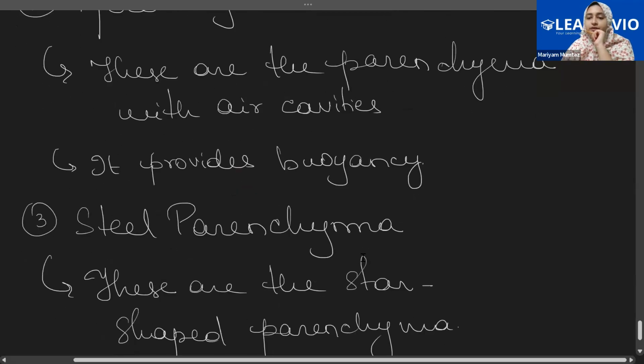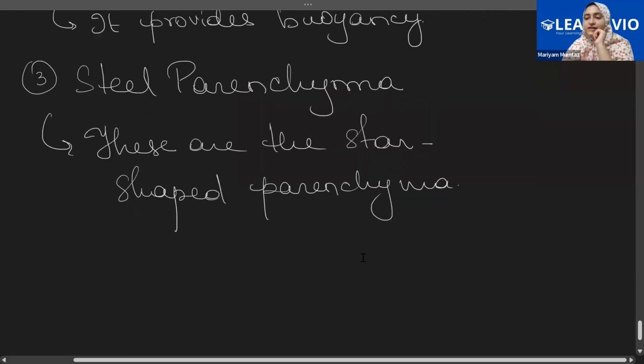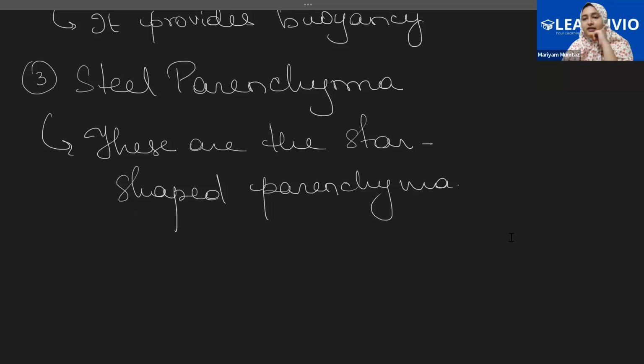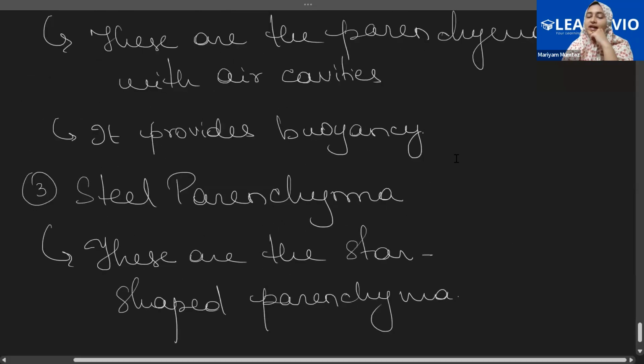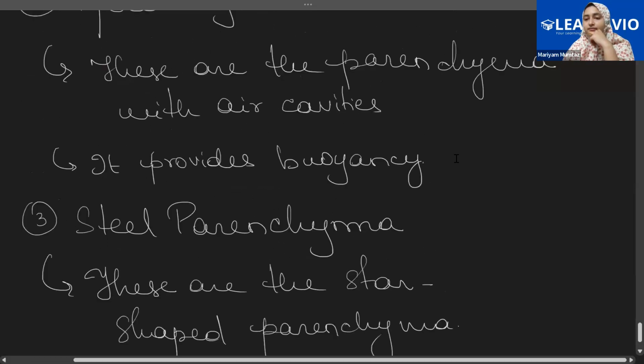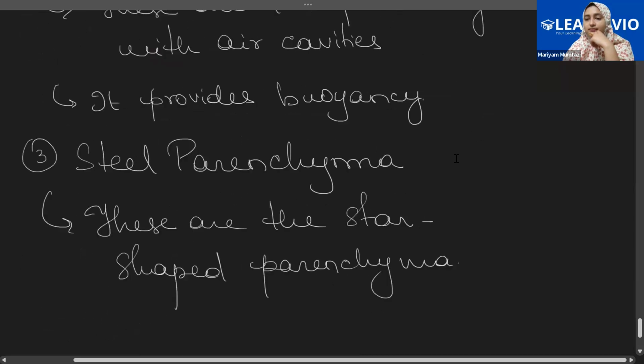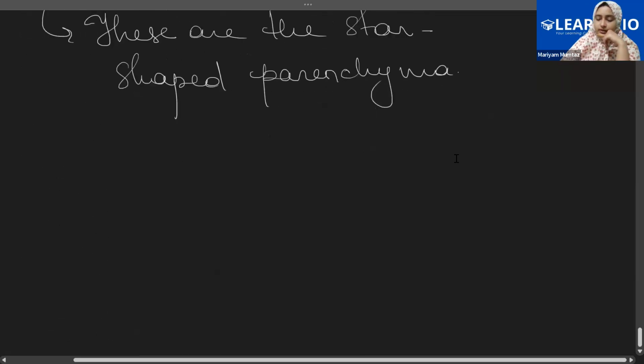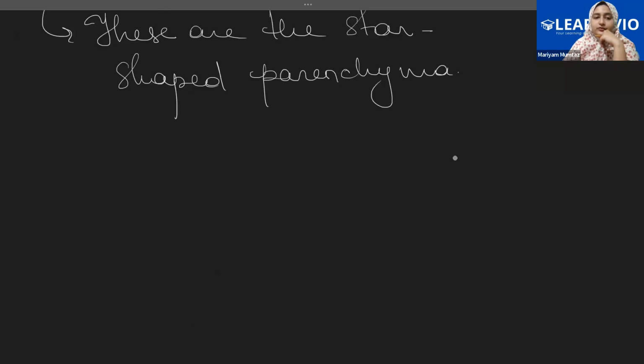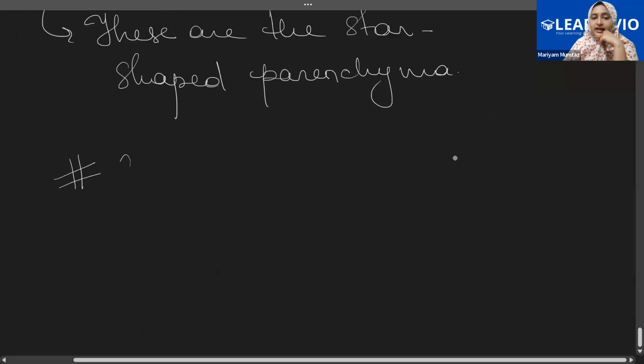All right, now moving forward, talking about the stellate parenchyma, which is the last type of modification of the parenchyma of plants. These are the star-shaped parenchyma. So does anyone have any doubts in the parenchyma? Anything you people want to ask? No. Okay, very good.